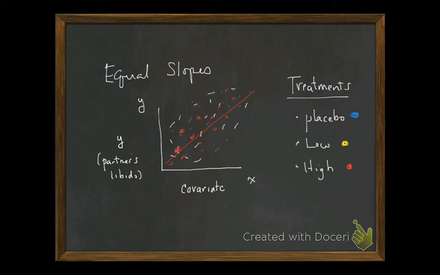And then we come in here with our blue. And we fit a line to it. And then we come in here with our yellow points. And I'm just making this up, so okay. And we come in with our yellow. If we don't violate the equal slopes assumption, then the yellow line, the red line, and the blue line are going to have equal slopes.